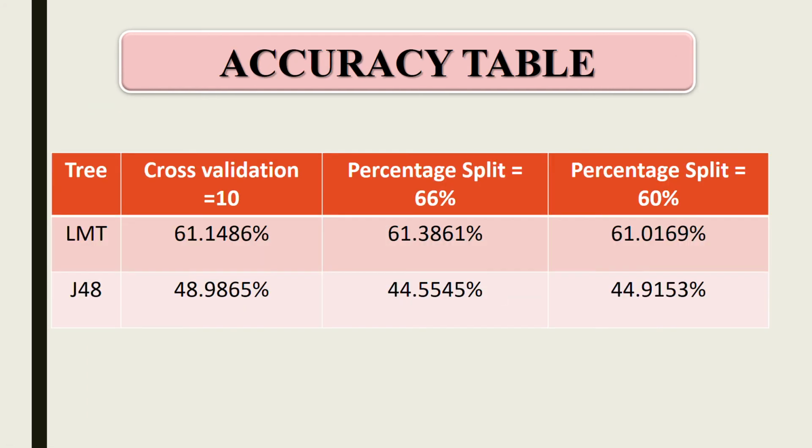So the accuracy table: for LMT, cross-validation equal to 10 is 61.1486%. LMT with percentage split 66% is 61.3861%. Percentage split equal to 60% is 61.0169%. Next, for J48, it's 48.9865%, 45%, and 44.9153%.